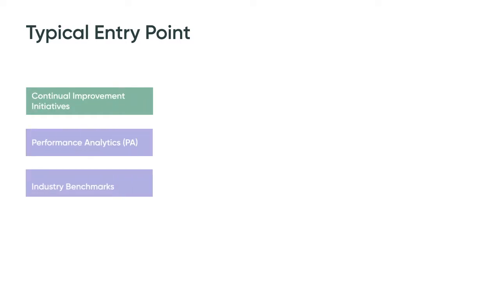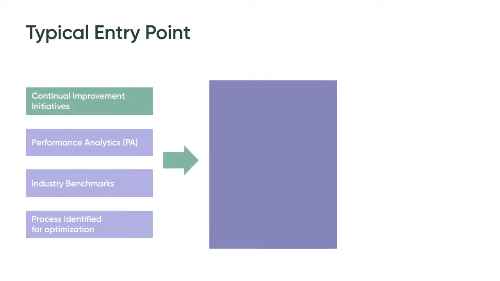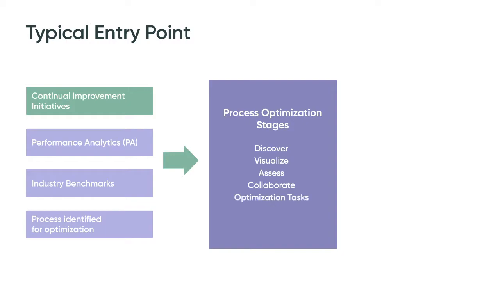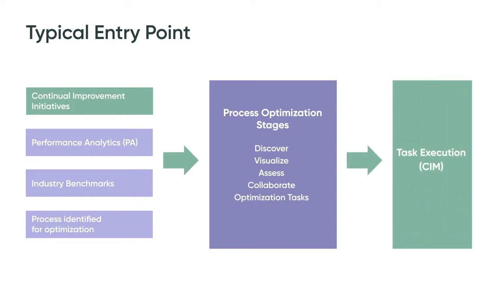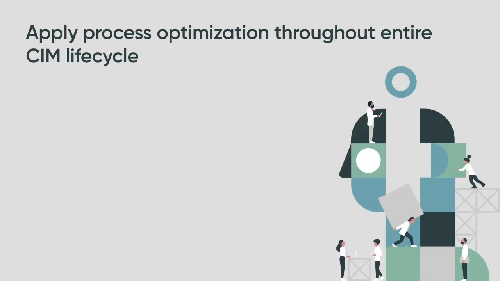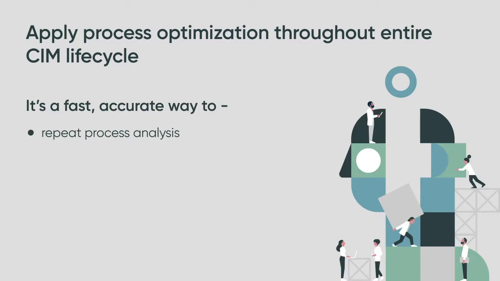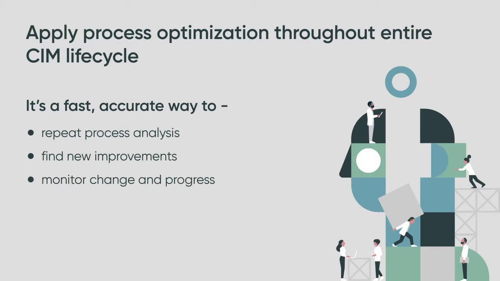Continual Improvement Management is one of multiple points of entry into optimizing a process. Use of Process Optimization and Continual Improvement Management is not limited to one particular stage of the process, but should be applied throughout an entire life cycle. Process optimization is a fast, accurate way to repeat process analysis, find new improvements, and monitor change in progress.